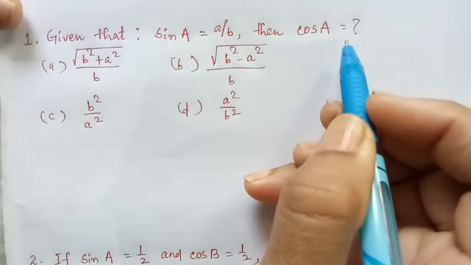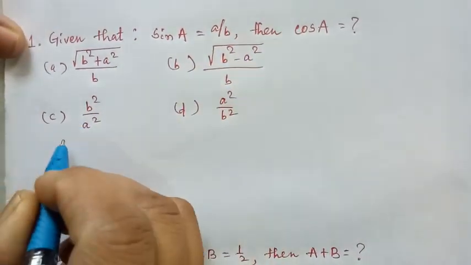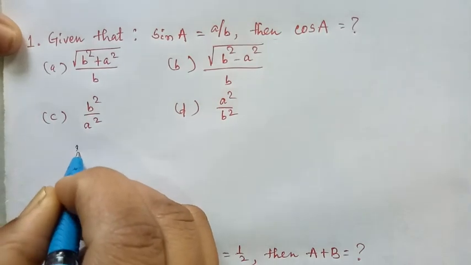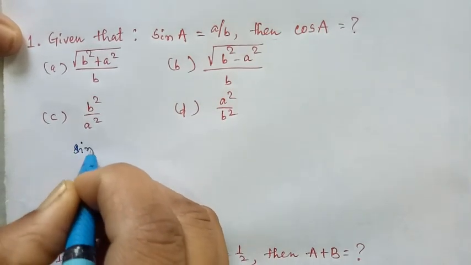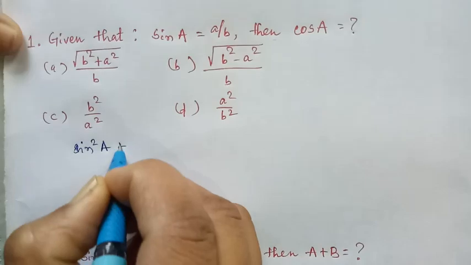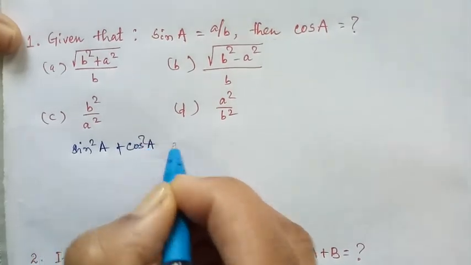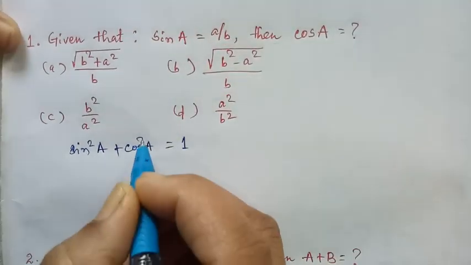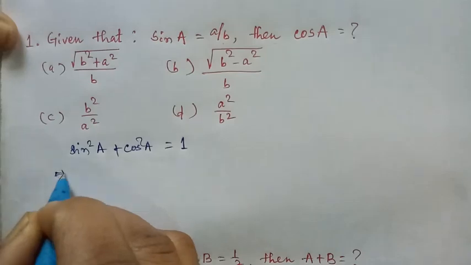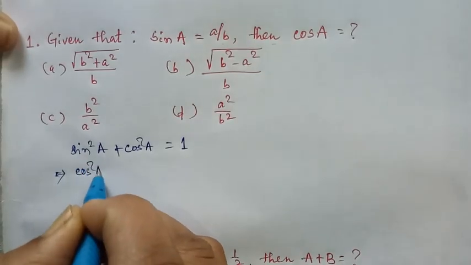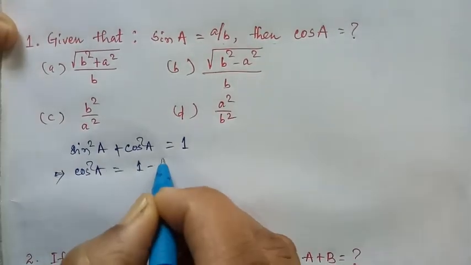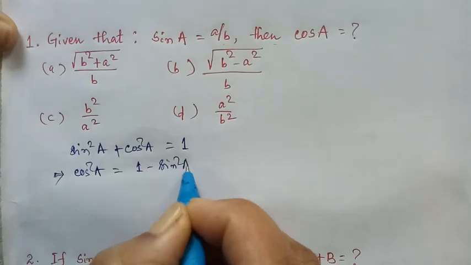Your first question is: given that sin A is equal to A upon B, then cos A is how much? We know that sin square A plus cos square A is equal to 1. So cos square A is equal to 1 minus sin square A.